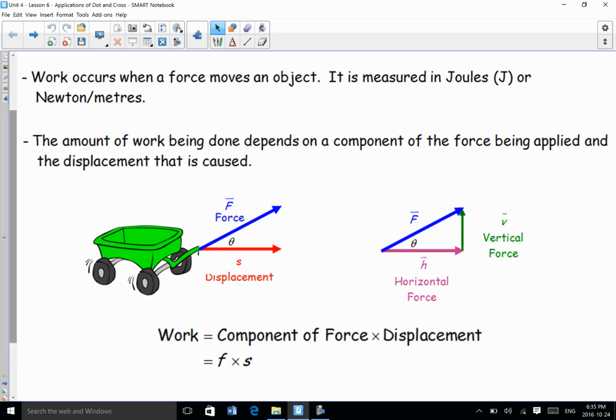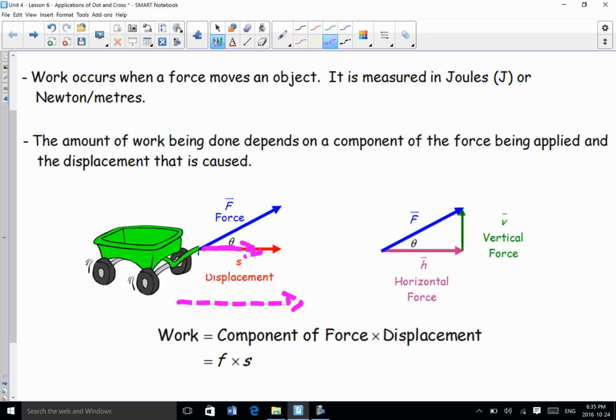I'm hoping you would agree from this diagram that we can take the wagon idea and break the resultant, the force that we're actually using, into two parts, the horizontal and the vertical part. If we move the wagon horizontally in the direction that we want it to go, the amount of work being done is how much horizontal force is happening times how far I actually move it. And the further I move something, the more work I have to do, and that should make sense.